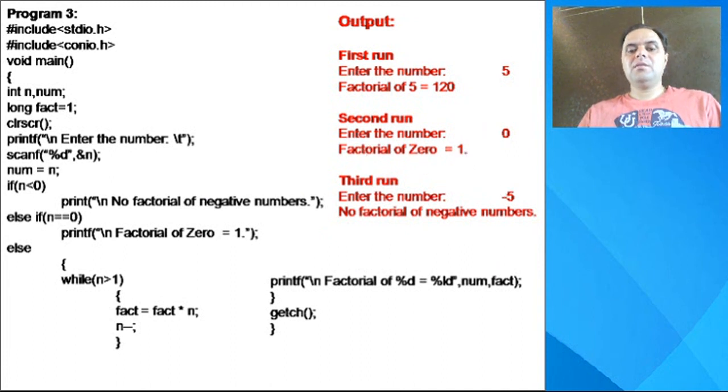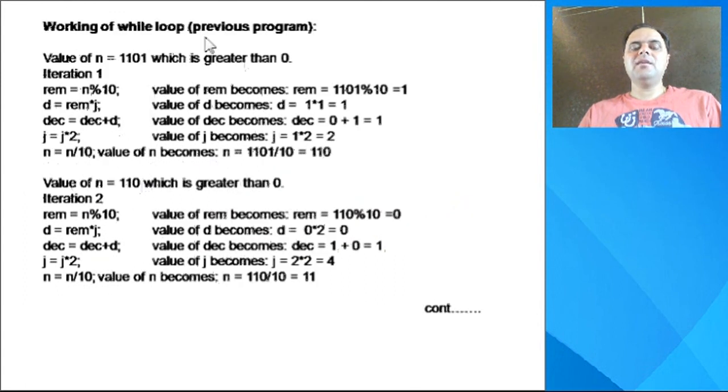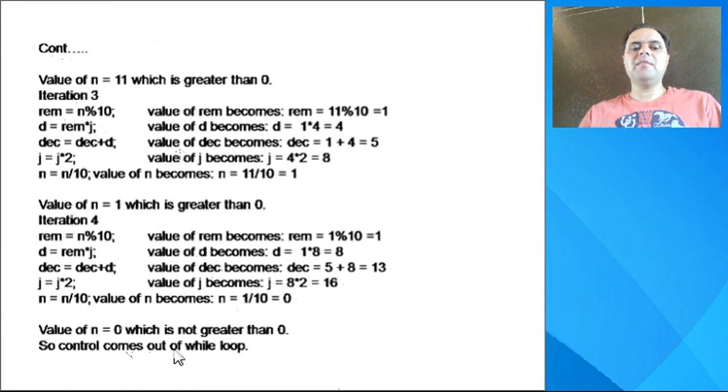So the binary number 1101 and its equivalent decimal number is 13. This is how we can convert a binary number to a decimal number using while loop. Here I have explained iteration wise the values of the variables. Because the value of n is 0, which is not greater than 0, the final decimal value is 13.